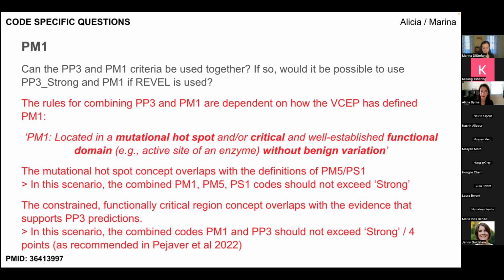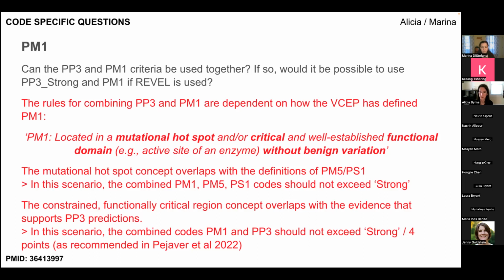And then if we think about the other definition of PM1, that it's a constrained, functionally critical region, this concept, of course, overlaps with the evidence that goes into in silico predictors for defining PP3. So in this scenario, if you're wanting to use PM1 on the basis of a constrained, functionally critical region, and you want to use PP3 on top of that, the combination of PM1 and PP3 should not exceed, similarly, strong or 4 points.